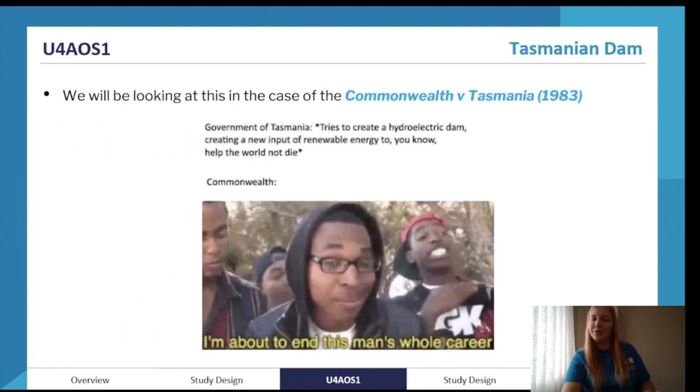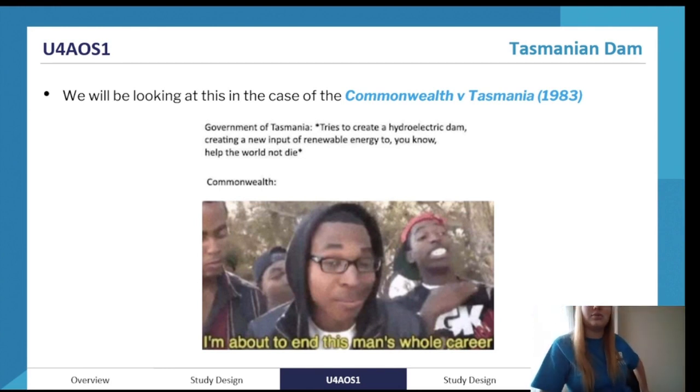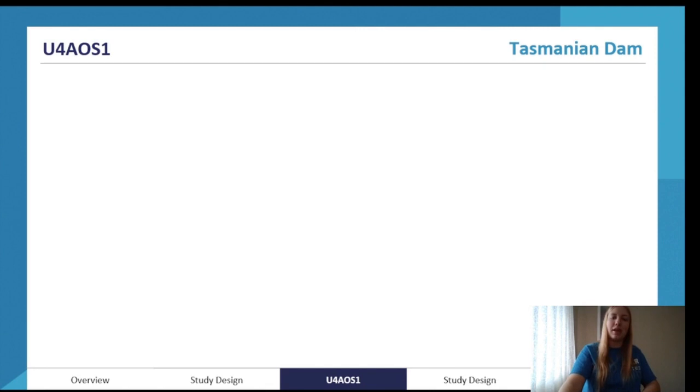So, to talk about this external affairs power, we will look at a specific case, the Commonwealth v. Tasmania case, 1983. You want to refer to it in exam questions under its proper name. Also, it's commonly referred to as the Tasmanian Dams case, so we'll have that subtitled there. But remember to refer to it as Commonwealth v. Tasmania. It's the more appropriate way to phrase it, the actual name of the case.